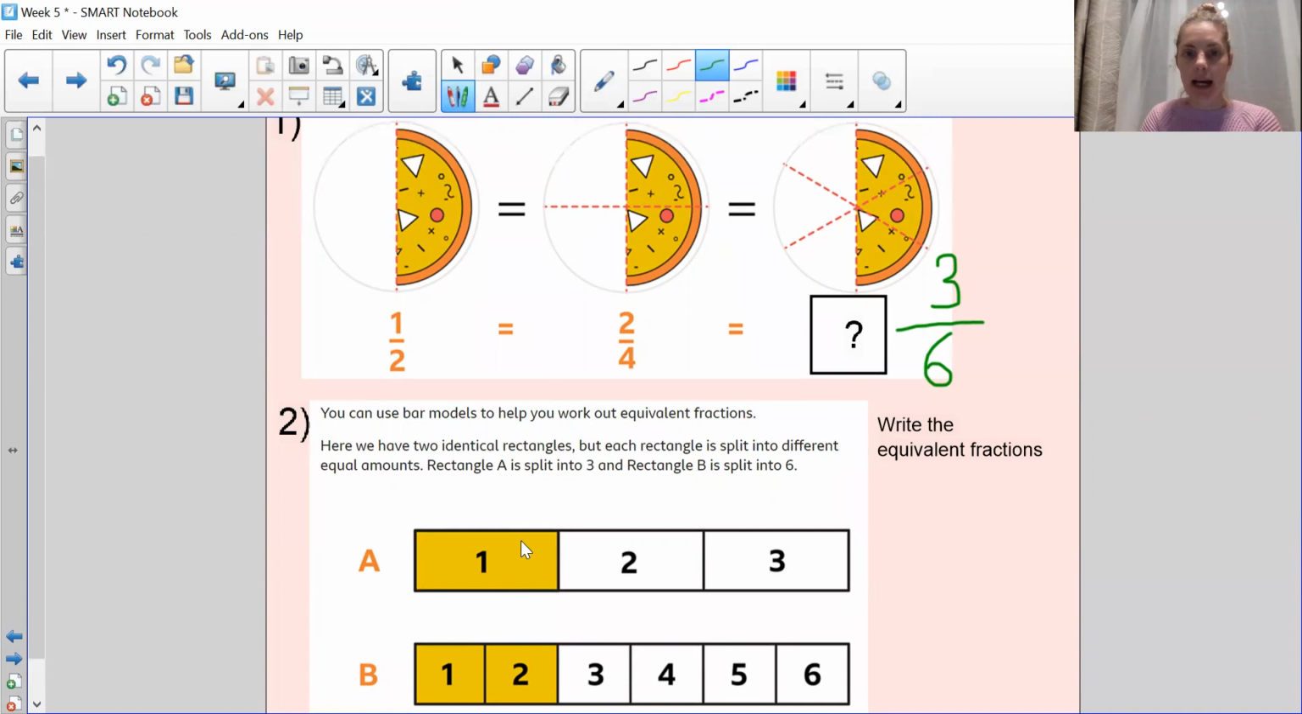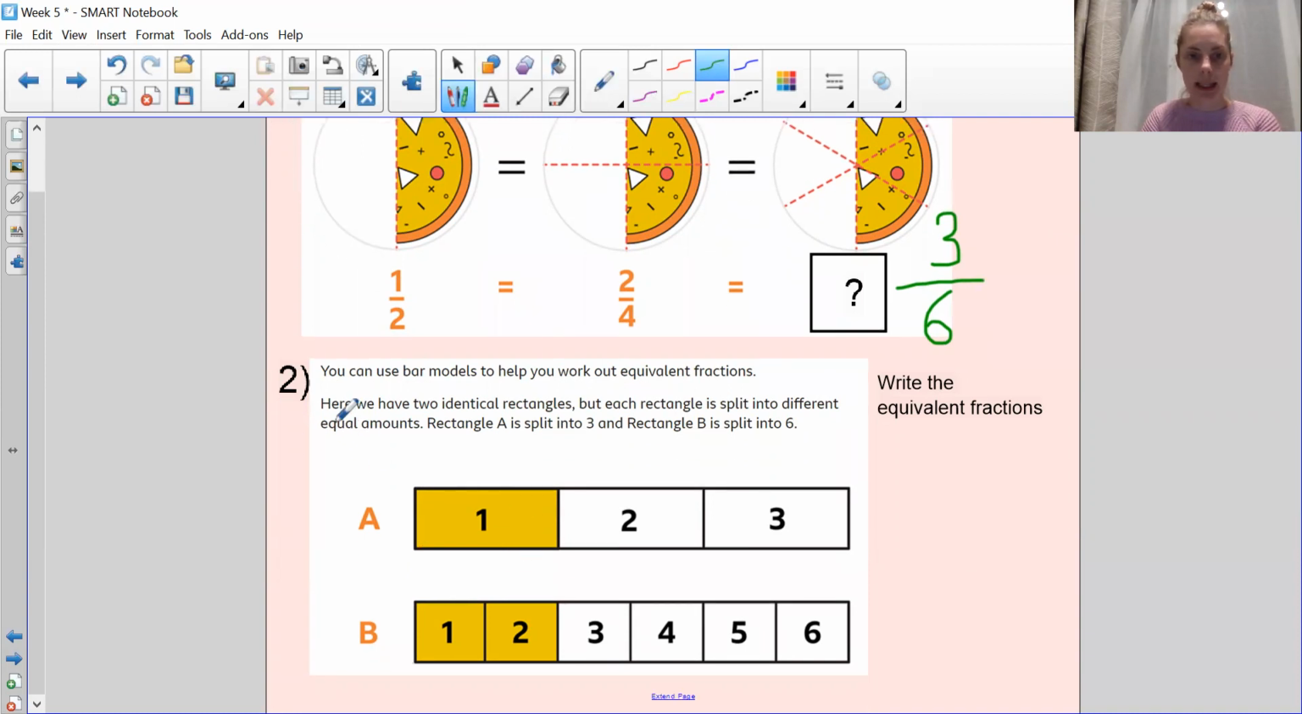Right, let's have a look now at this one here. You can also use a bar model. So if you'd like to pause the video now and see if you can give it a go, what would this one piece be equal to? Okay, what would A be? What is the fraction of A? What would the fraction of B be? All right, let's see how you did.